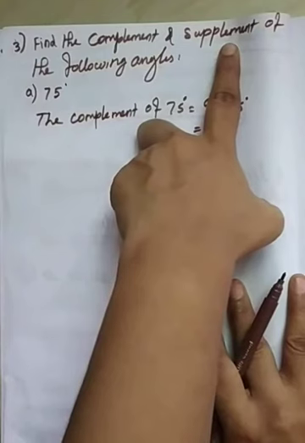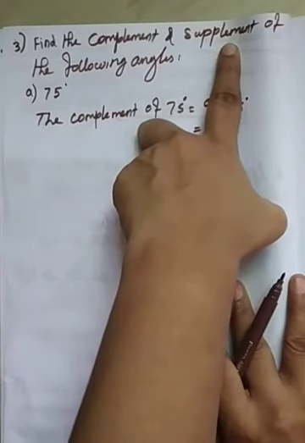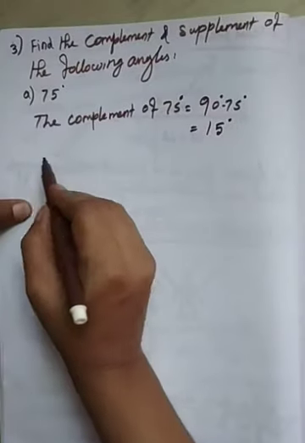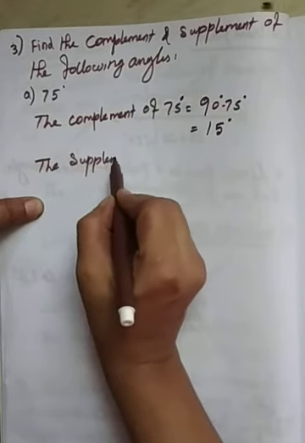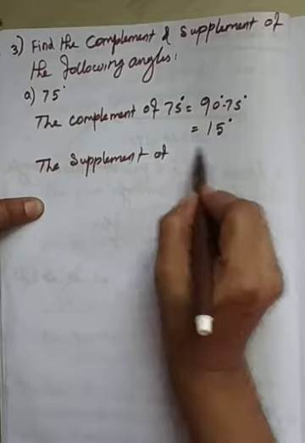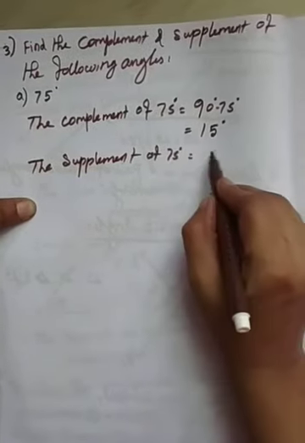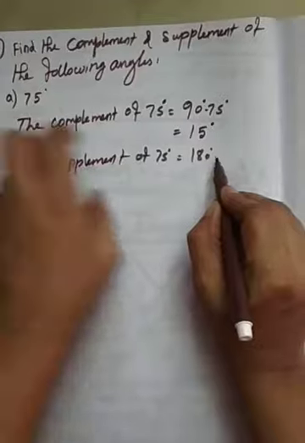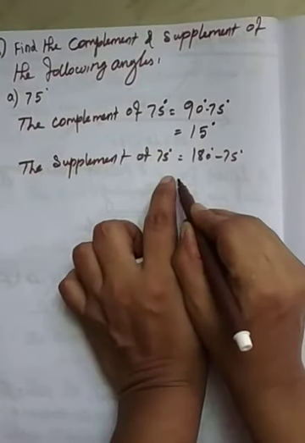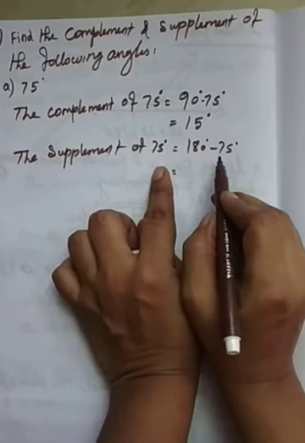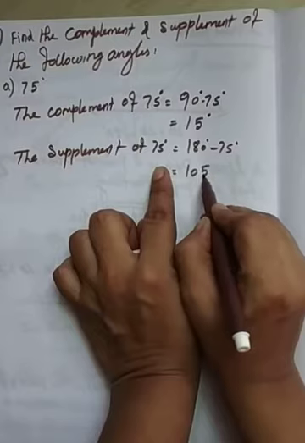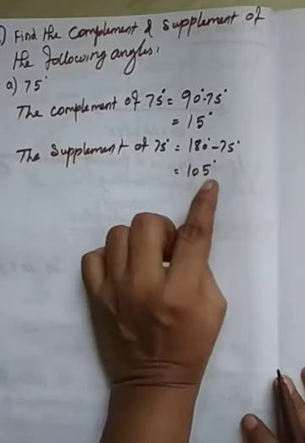Next one, supplement. What is the supplement? The sum of two angles you will get 180 degree, that is called the supplementary. So the next one, the supplement of 75 degree. What is meant by the supplement? 180 degree. So the one is 75 degree. What is the another angle? 180 degree minus 75 degree means 105 degree. Clear? Okay. See the next one.